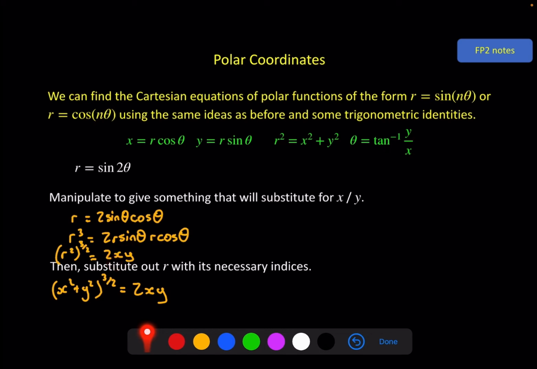And then the consequence of that was we had a bunch of r's on the left hand side, and you just need to manipulate the indices to get an r squared in a bracket, and then whatever index is on the outside there is just the consequence of what you've done so far.